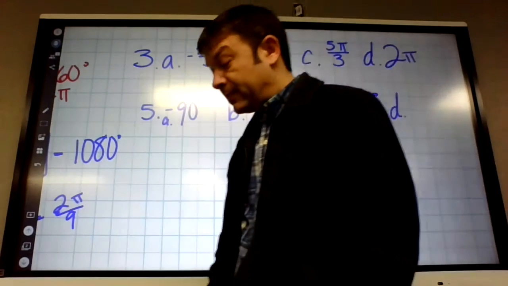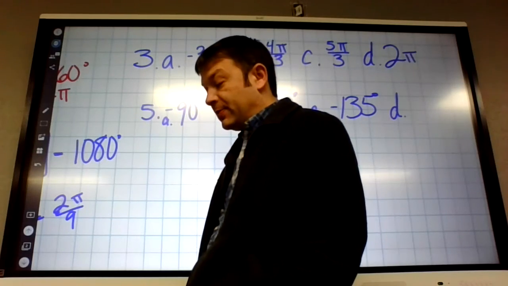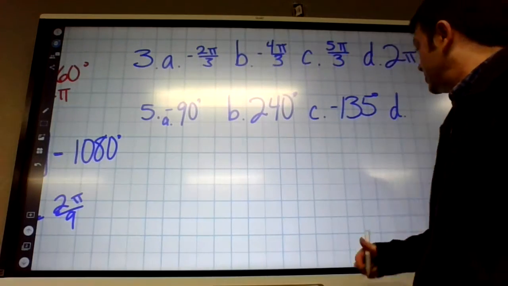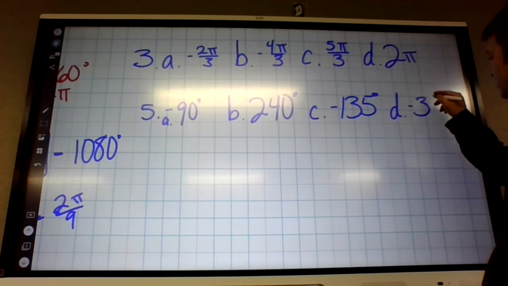Probably just look at the table for most of these. Pi over 6, I did mention this one, is 30 degrees, so D is negative 30 degrees.